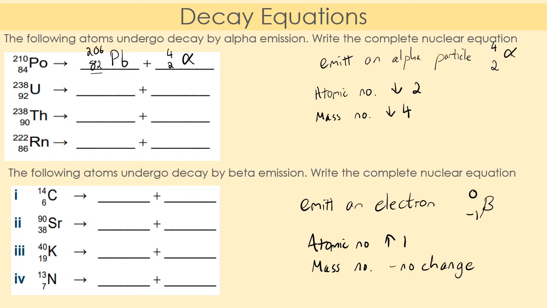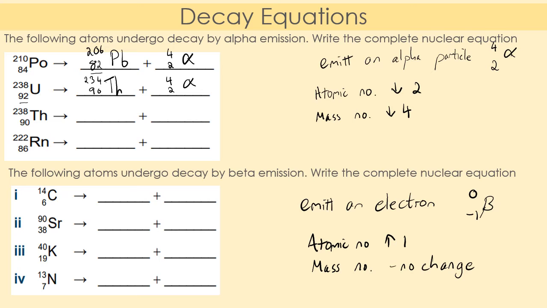Going through the next one, we've got uranium-238, which has an atomic number of 92. That goes down to 90, and it's no longer uranium. My mass number goes down to 234. I look at my periodic table and find what has an atomic number of 90, and that is thorium. I also have my alpha particle here.